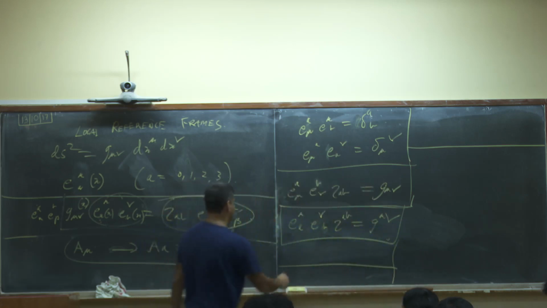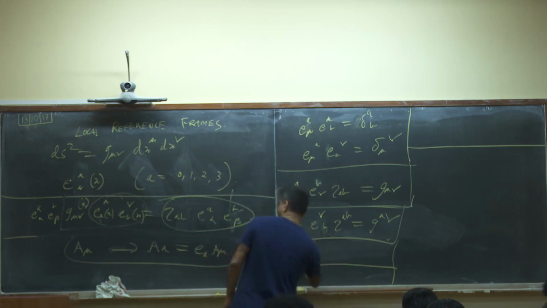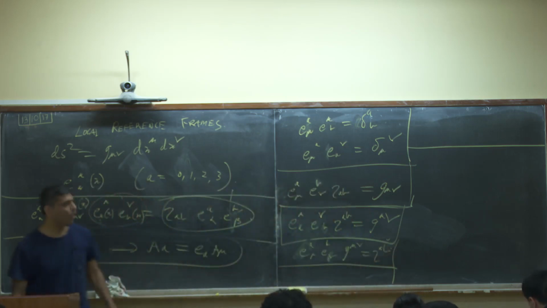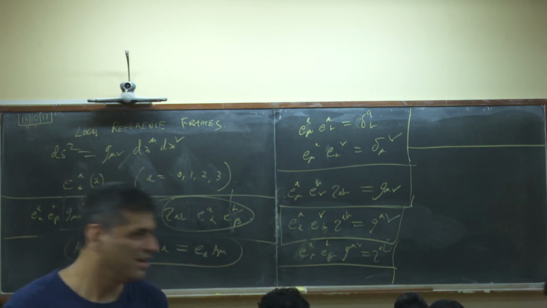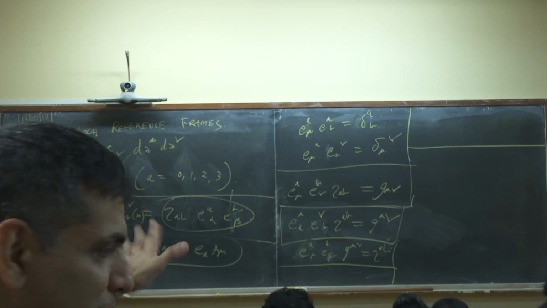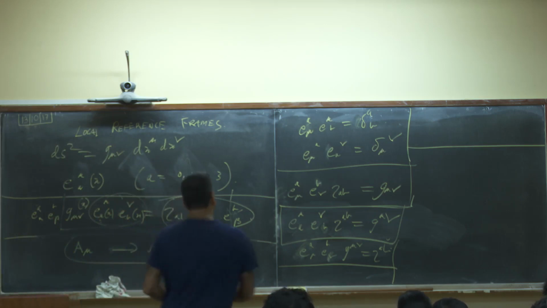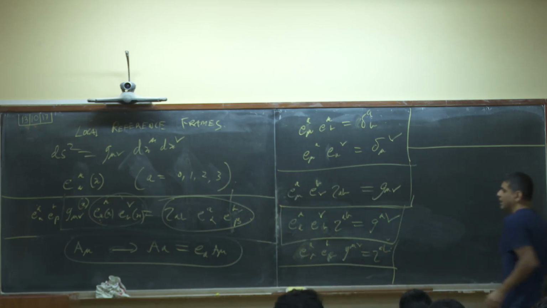And we also have E mu. This we already had, that was part of the definition. We also have E A mu, E B nu, G mu nu is equal to eta AB. All the obvious identities. By contracting, if you fool around for 2-3 minutes, you'll be able to prove all of these things. Okay, so this we will use repeatedly.